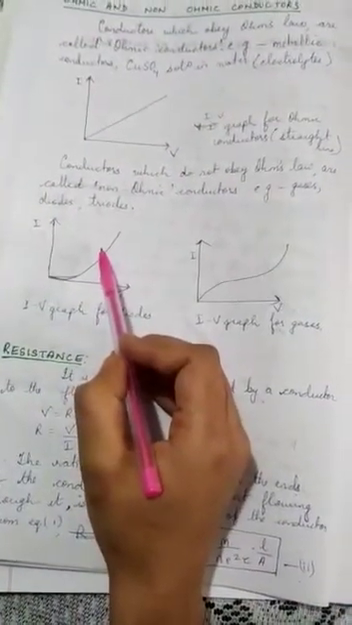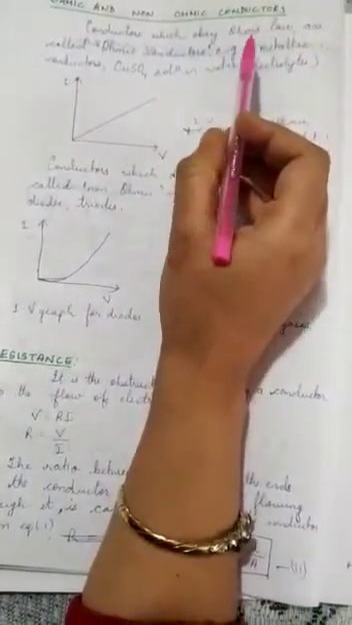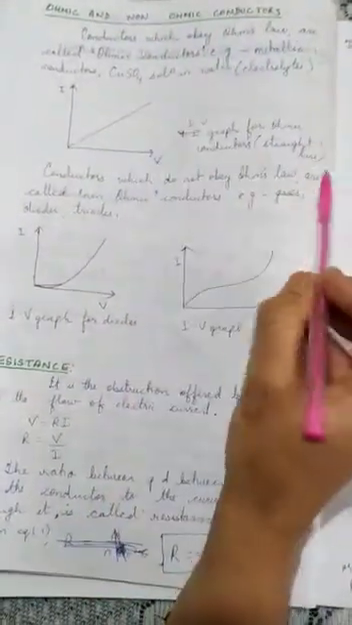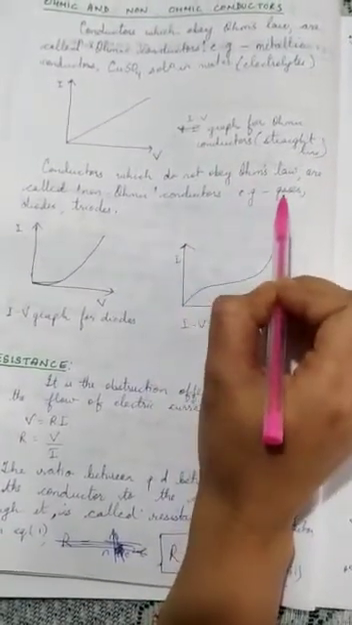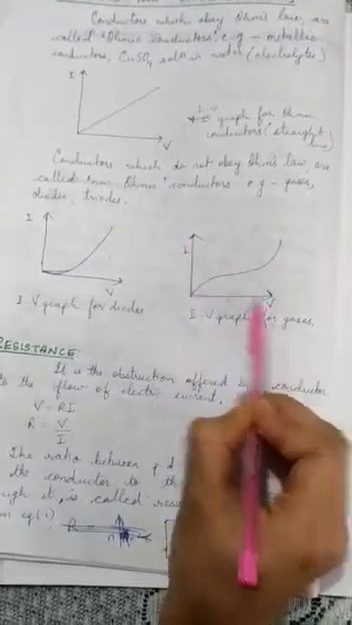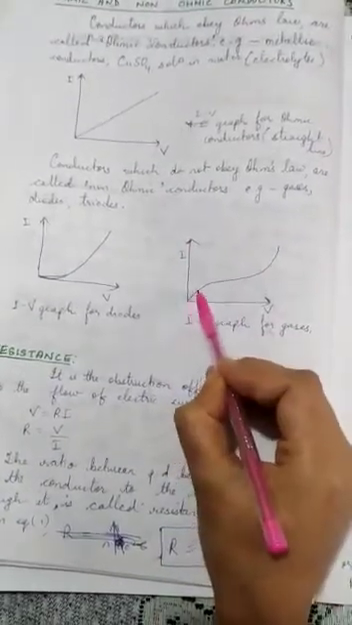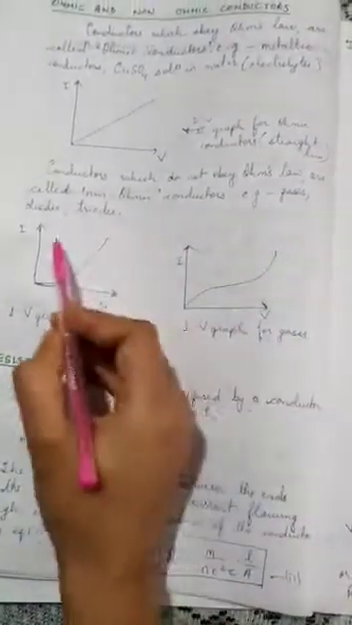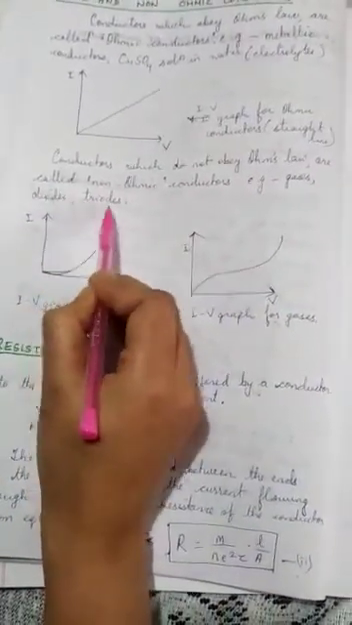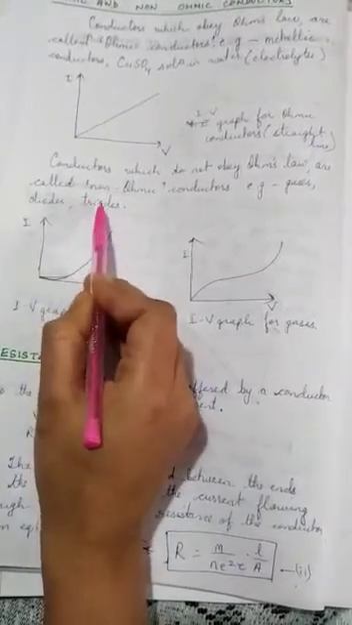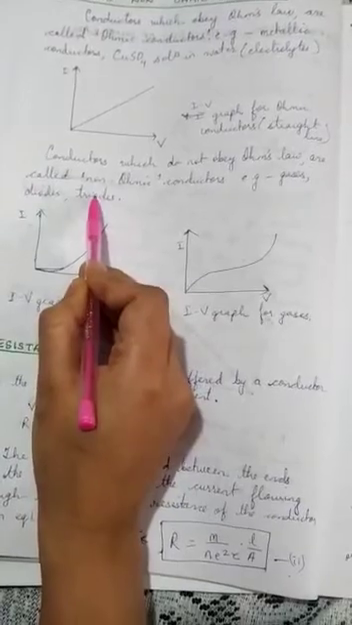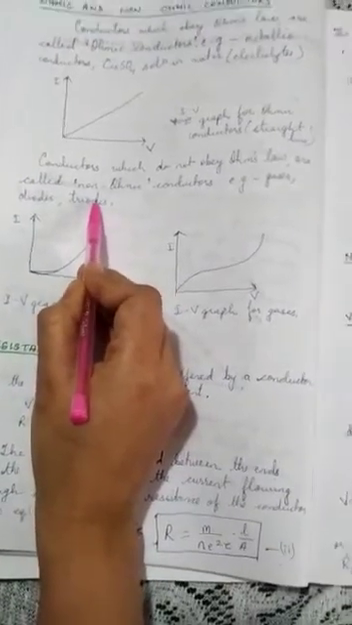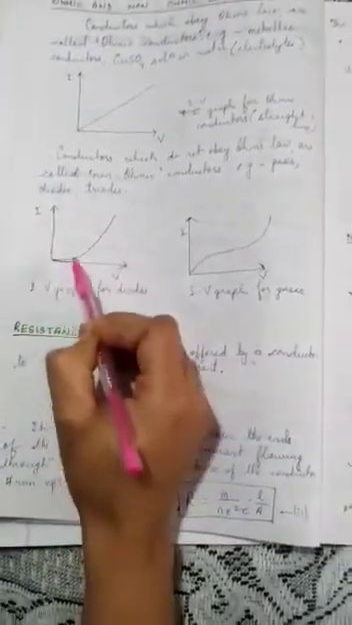Coming to non-ohmic conductors, as the name suggests, these are the conductors which do not obey Ohm's law. Examples of non-ohmic conductors are gases. You can see the IV graph for gases here. It is not a straight line. Then we have materials like diodes, triodes. They are conductors, but they do not obey Ohm's law. That means current is not always proportional to potential difference all the time. You can see the graph here.